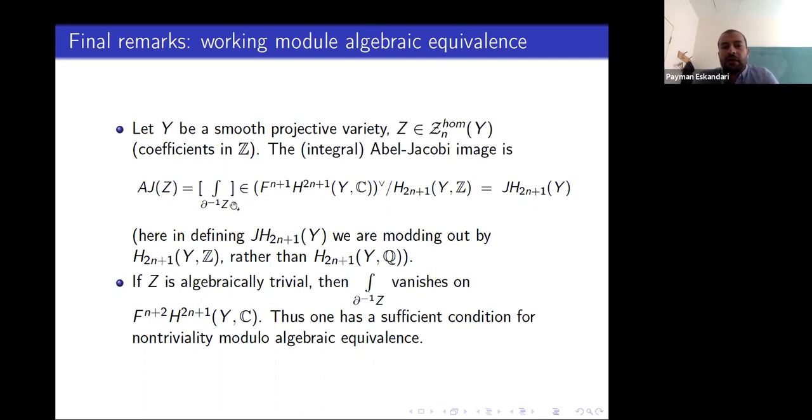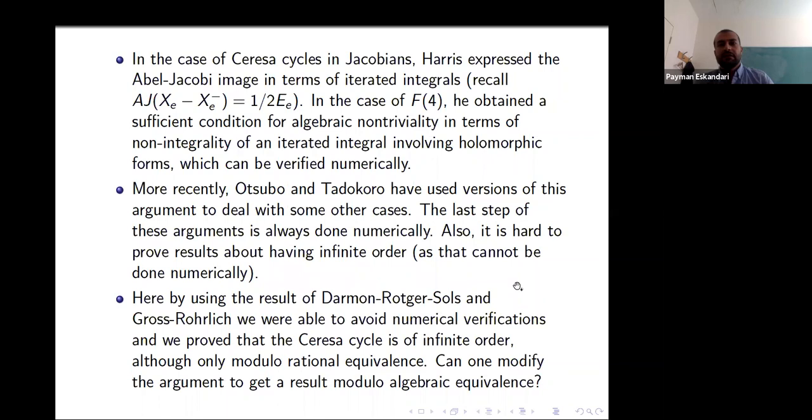And then F^{n+2} there will just be 0. So that's why the Abel-Jacobi image of Z is going to vanish on that subspace. And that's going to give us a sufficient condition for non-triviality modulo algebraic equivalence. And this is what Harris exploited in his original paper.